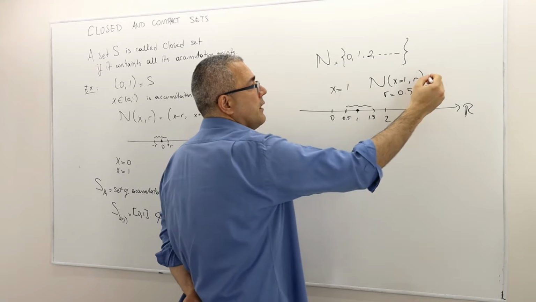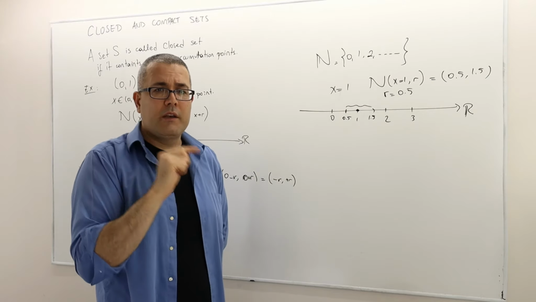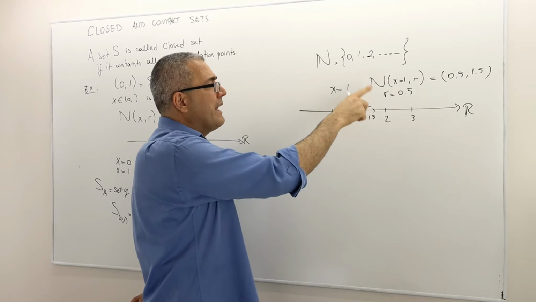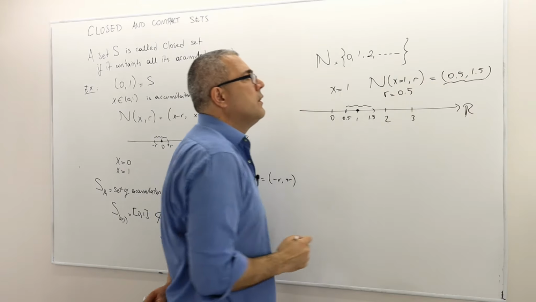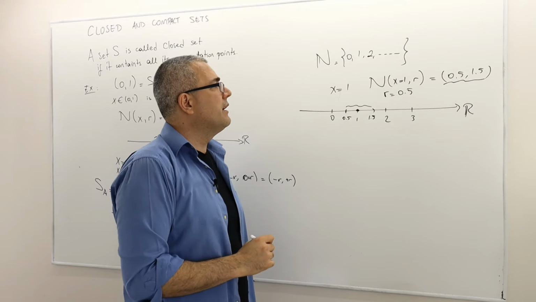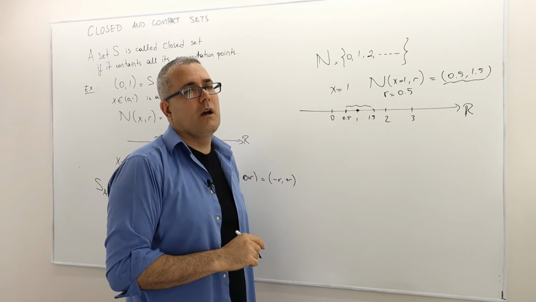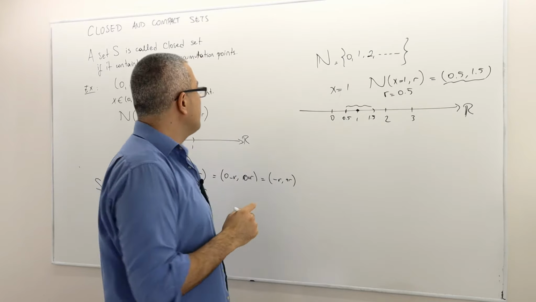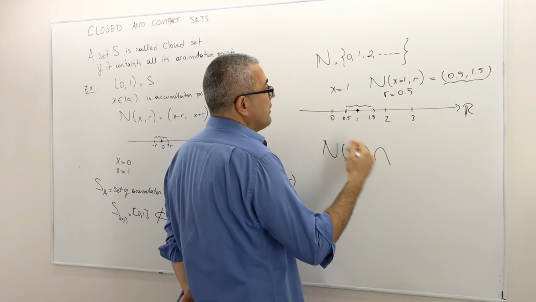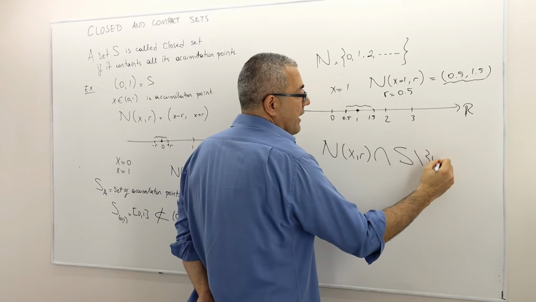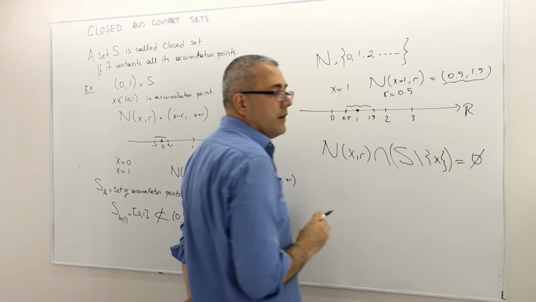So this interval, 0.5 to 1.5, is the neighborhood. Our neighborhood, r equals 0.5, around 1. Does this interval include any natural number other than x equals 1? No, it doesn't. It has only one natural number, which is x equals 1 itself. Therefore, the intersection of this neighborhood with the set S, except the point x, is empty in this case.